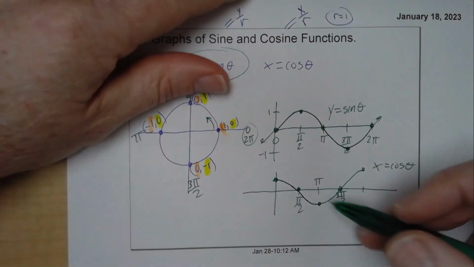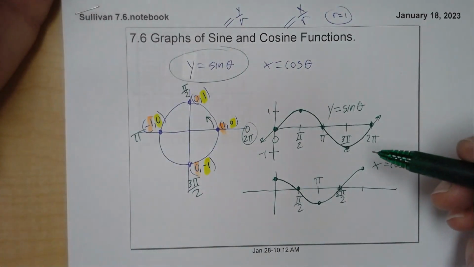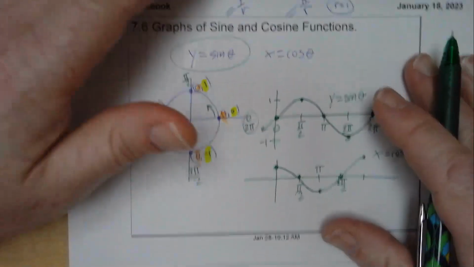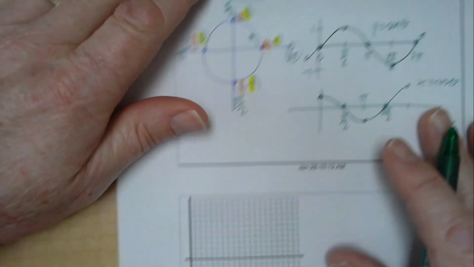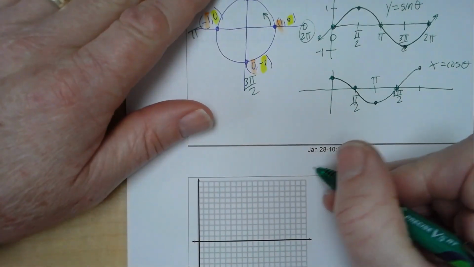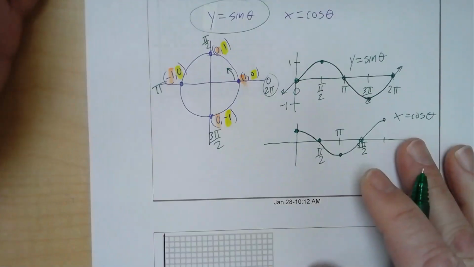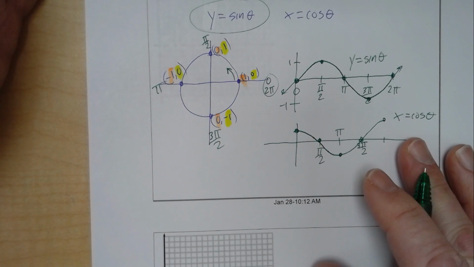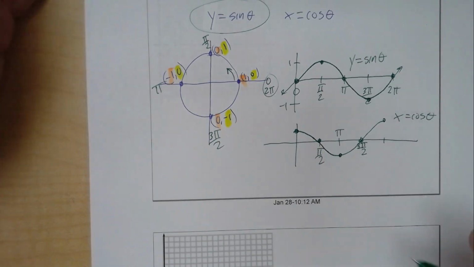So that's the basic shape. Now we add things to it. So this is how it's going to look. Now we're going to make x our angle, and then the output of the function is y. But this is the basic shape of it here.